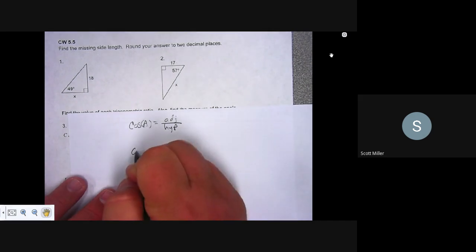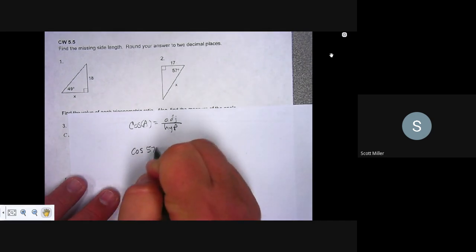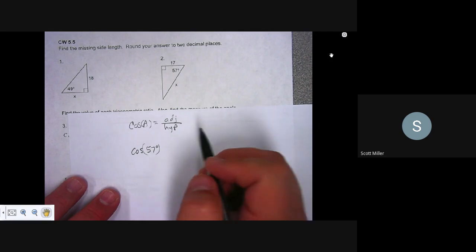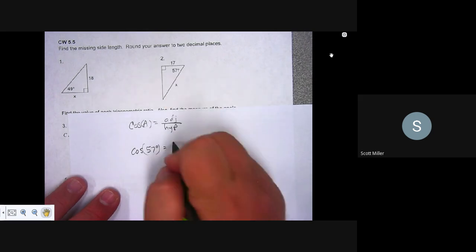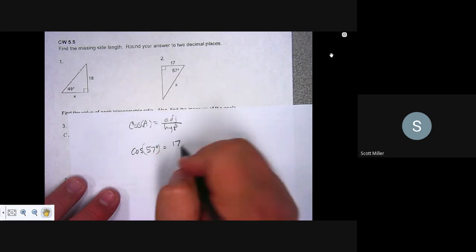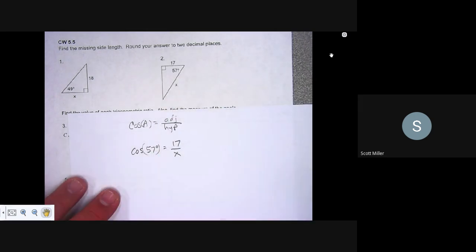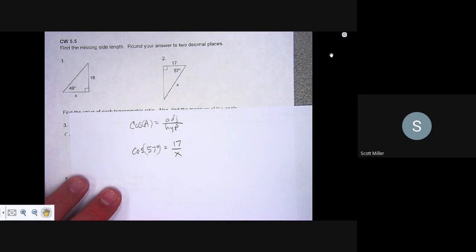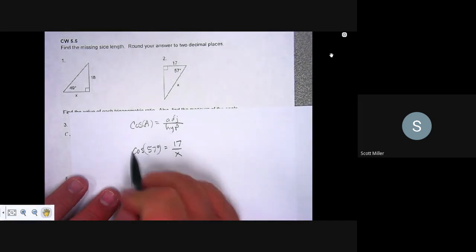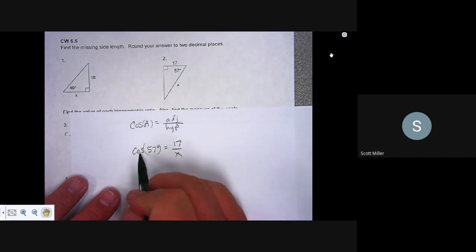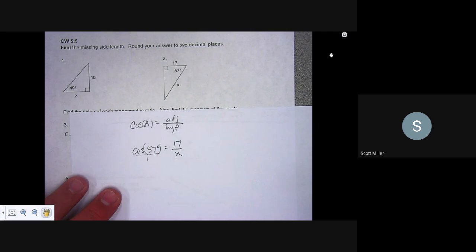So I have the cosine of 57 degrees. Remember, because we have radians now, you got to put the degree symbol, or otherwise you mean a radian. Adjacent is 17. The hypotenuse is x. And so I have this proportion right here. I call it a proportion because this is a number. This is one object here. Don't see it as 2 things. It's one thing. And I can write it as a fraction.